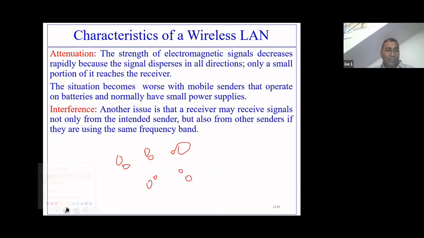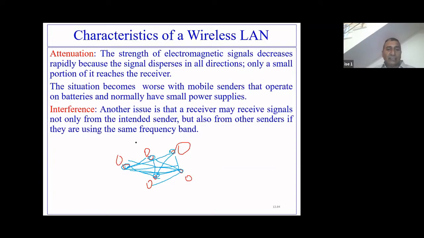Rather, I should have used some other color to represent the signal. So this is the signal generated by this host, this is the signal generated by this host, and this is the signal generated by this host. And these signals are traveling in all possible directions. This signal is also going in this direction, and this direction, and this direction.